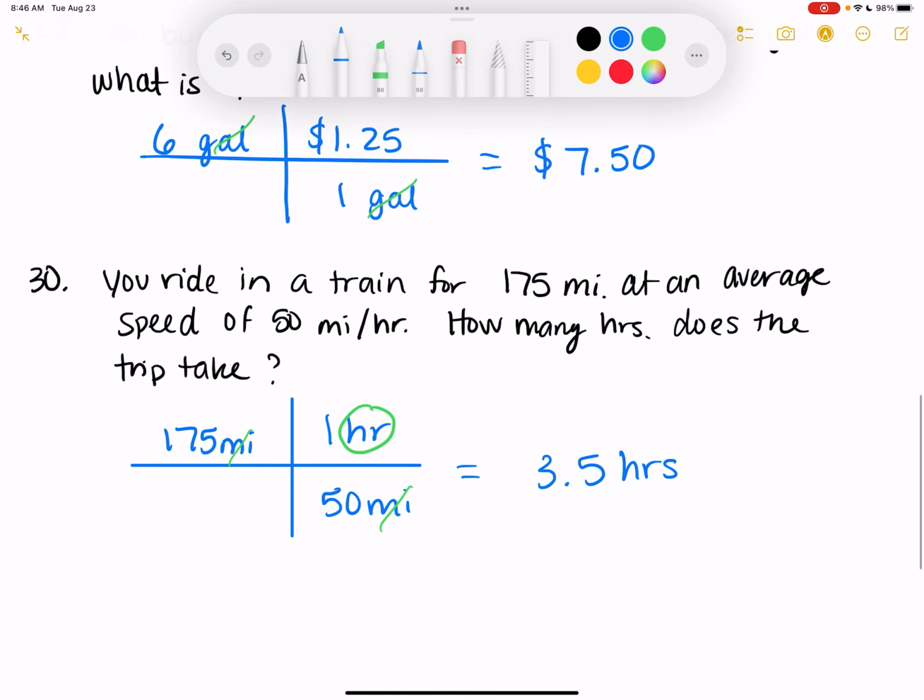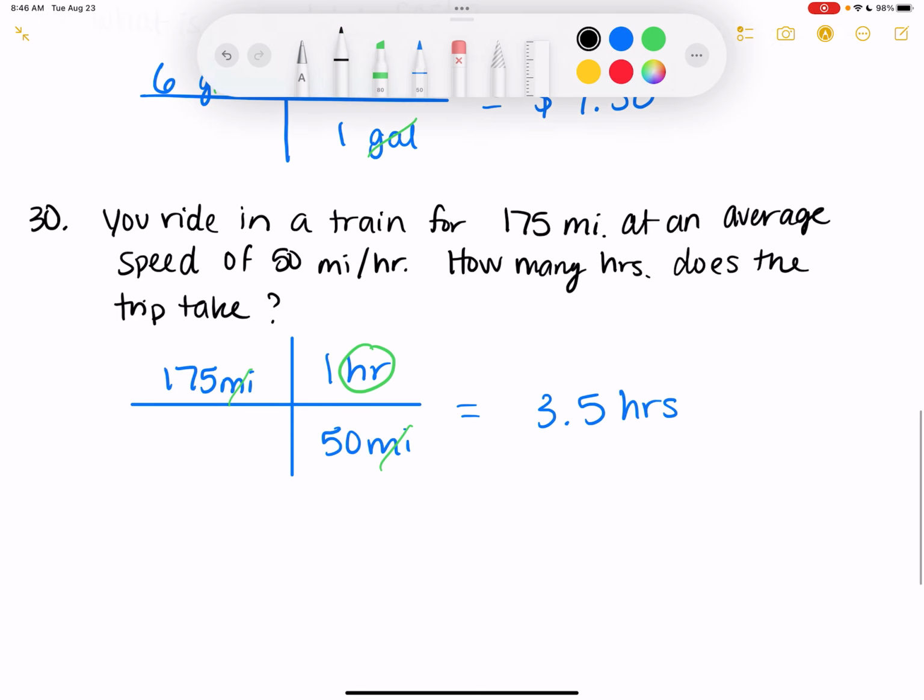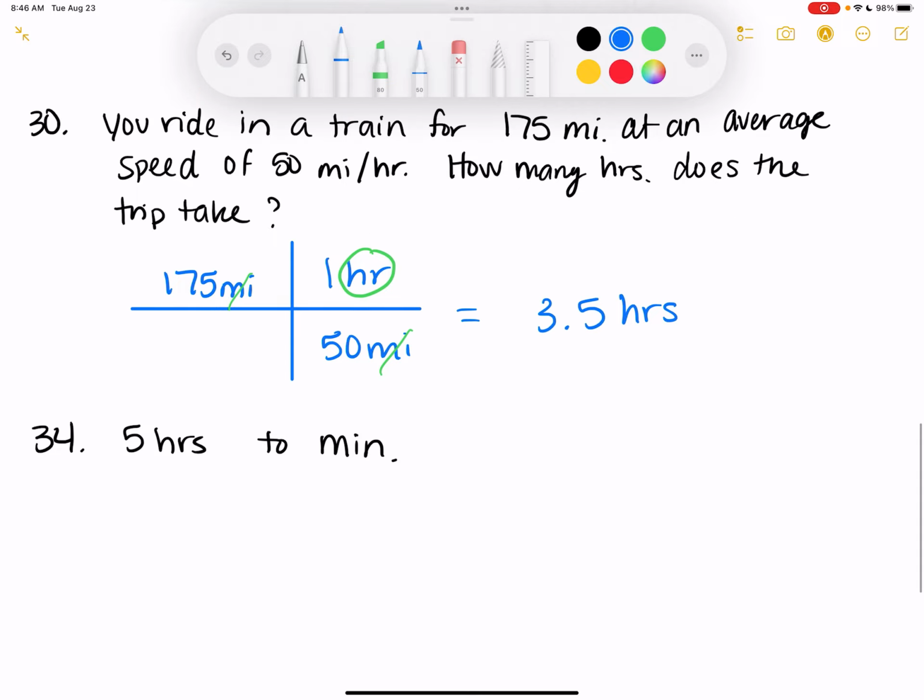Then the next one says to perform the indicated conversions. So 5 hours, 2 minutes. So I need to convert 5 hours into minutes. So how would I set this one up? You do 5 hours in the top left and then 1 hour in the bottom right. And then 60 minutes in the top right.